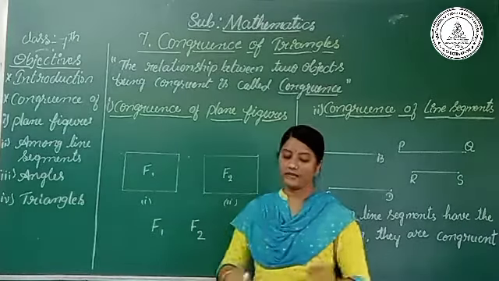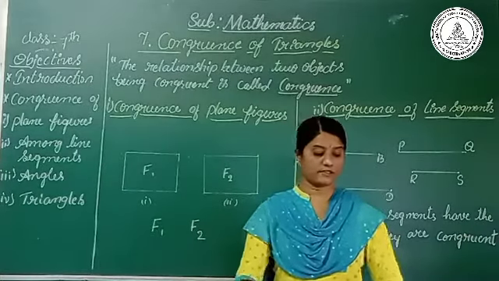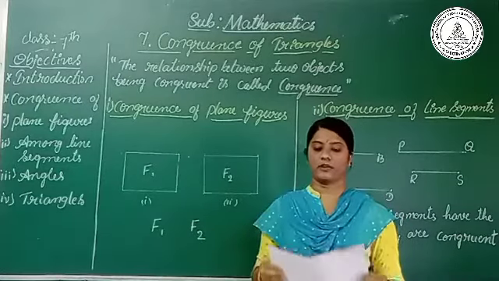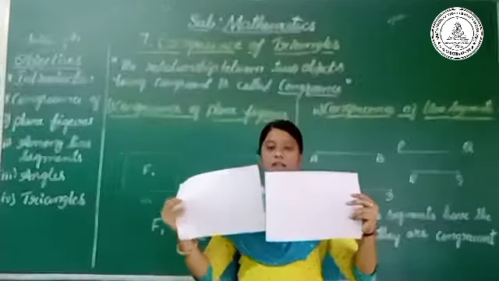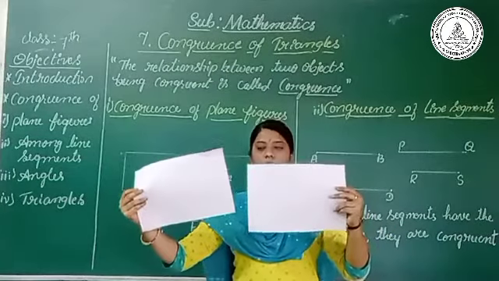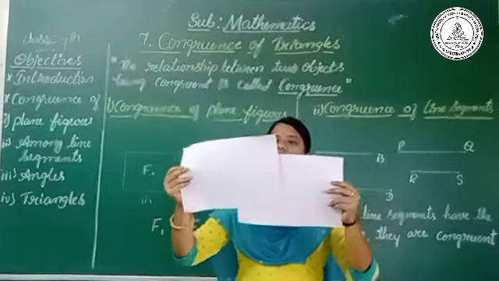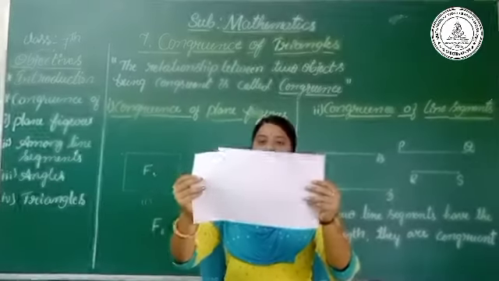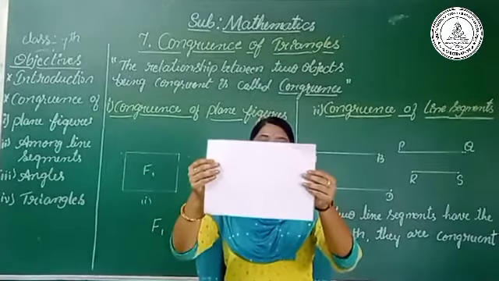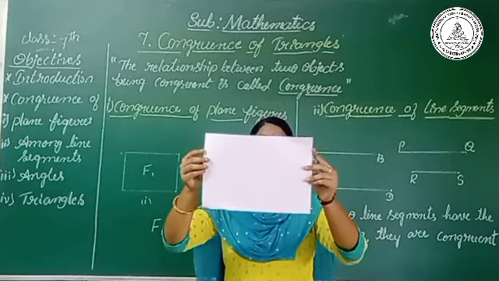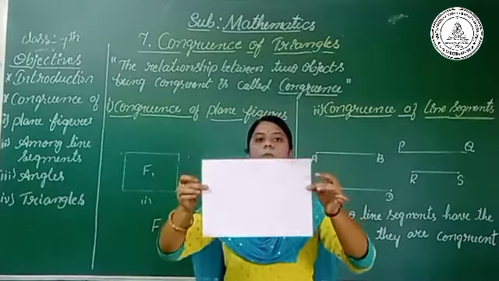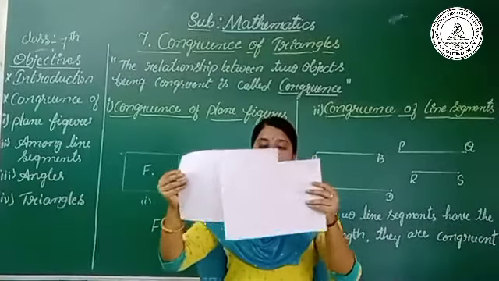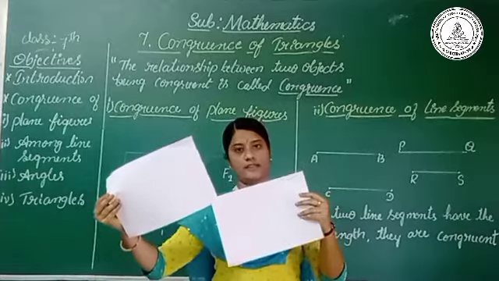The same activity I will do here, but I am not using trace paper here, I have just taken two A4 sheets of paper. Here is figure 1 and here is figure 2. If I superpose these, meaning I overlap these two papers on each other, they overlap and superpose each other, meaning length is equal and breadth is also equal, right? So these two objects are said to be congruent, right?